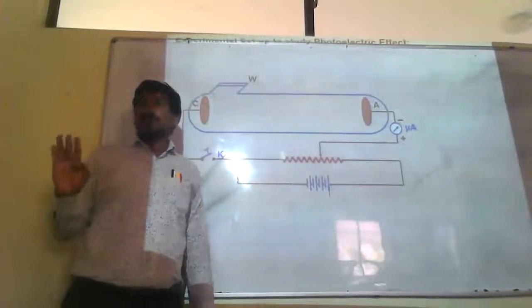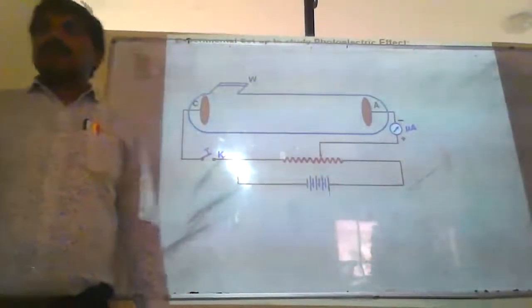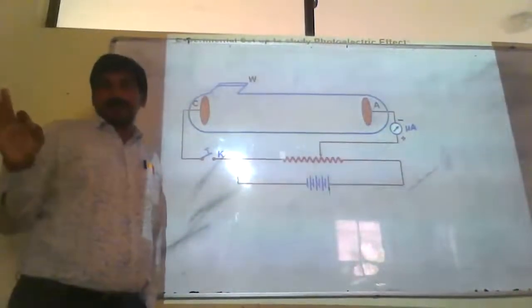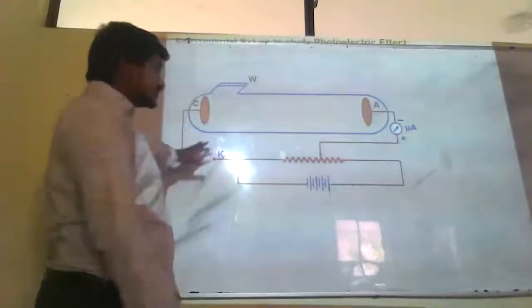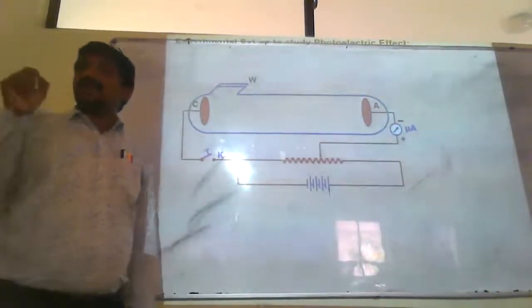From this experiment, there are experimental effects, which are called graphs. The graphs are most important here. Okay. First, you need to understand the graphs. In the sense, you should understand this concept. What exactly is the photoelectric effect?